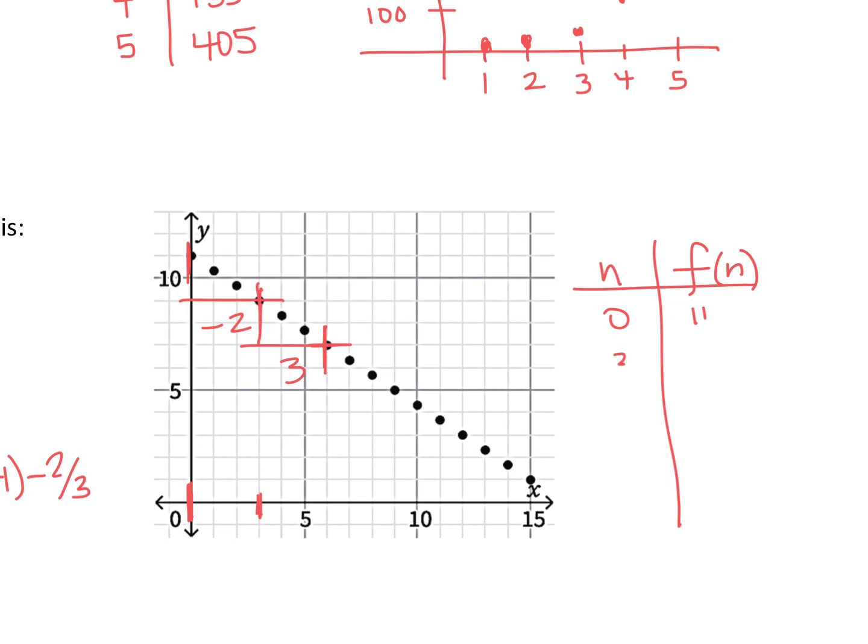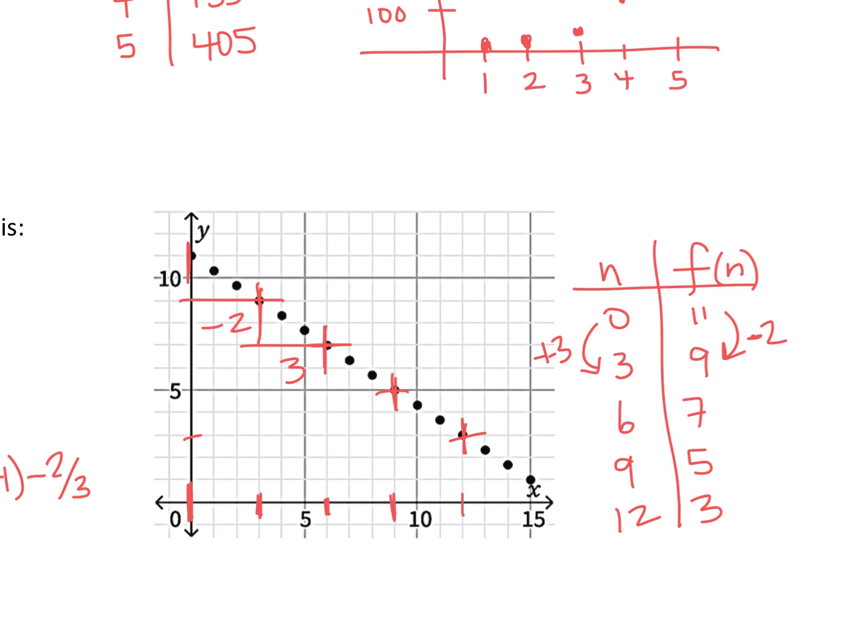At 6, we are at 7. Here's another one. At 9, we're at 5. And let's do one more. Here's a really good one. At 12, we are at 3. Okay, so that's kind of seeing that 2/3 drop, right? Because it's minusing 2 for every 3 that we're going right. So negative 2/3 is our common difference.